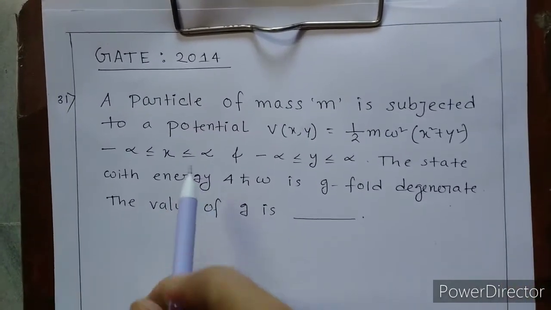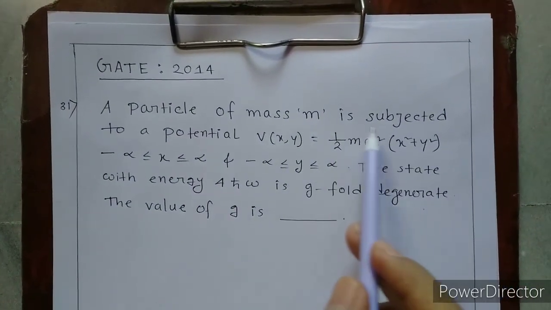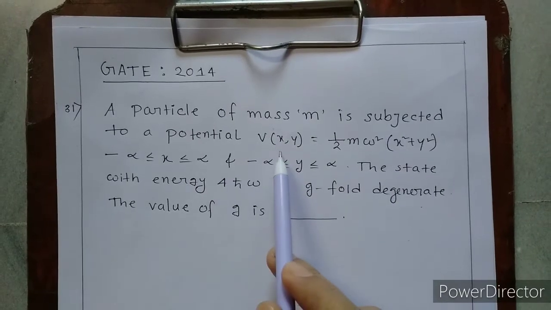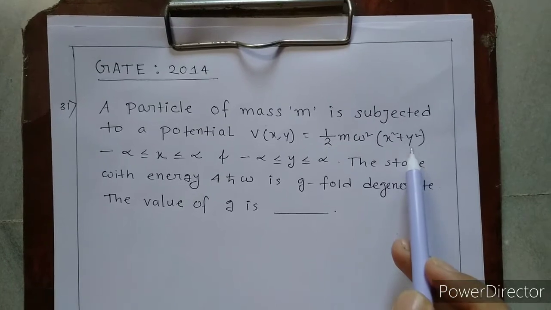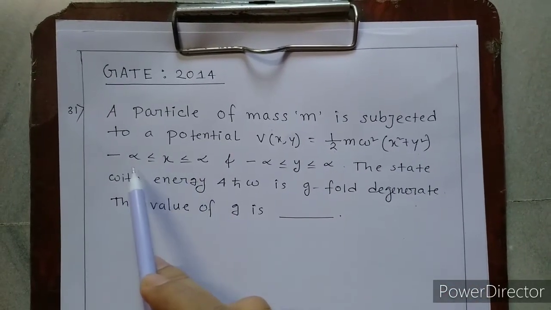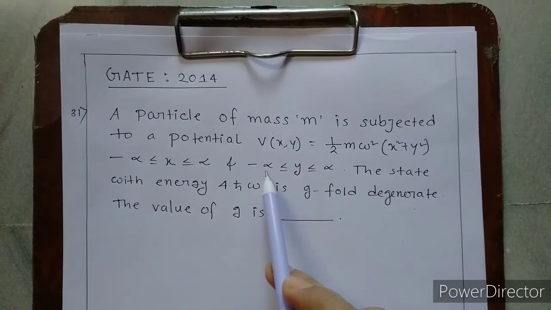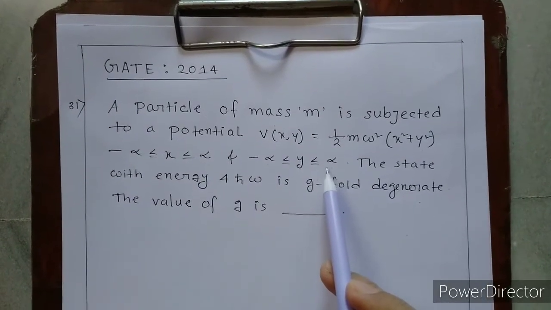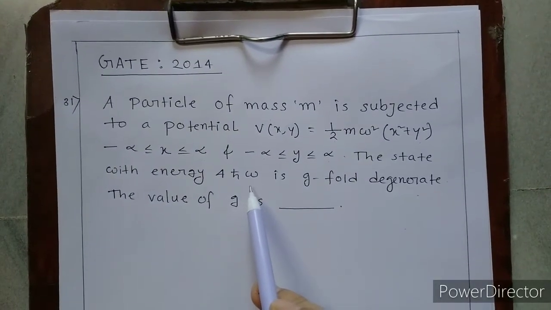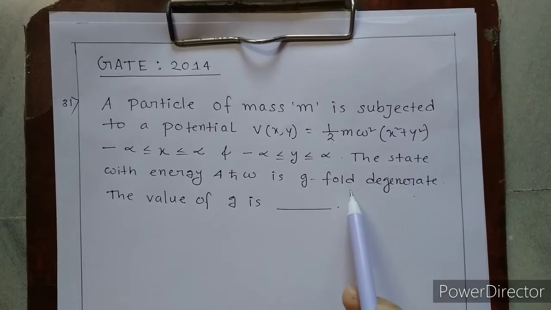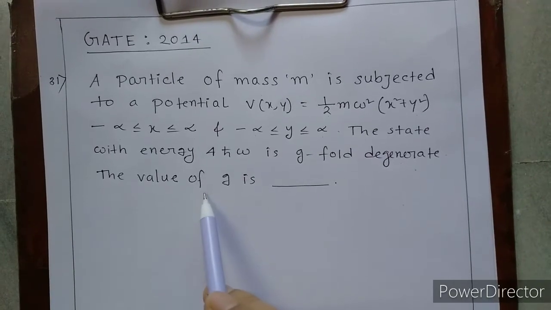So let's start. Here the question is, a particle of mass m is subjected to a potential V(x,y) equals half m omega square (x square plus y square). Here x can take value from minus infinity to infinity, and also y can take value from minus infinity to infinity. And the energy of the state is given, that is 4 h cut omega, and the state is g-fold degenerate. Now find the value of g. So let's solve this problem.